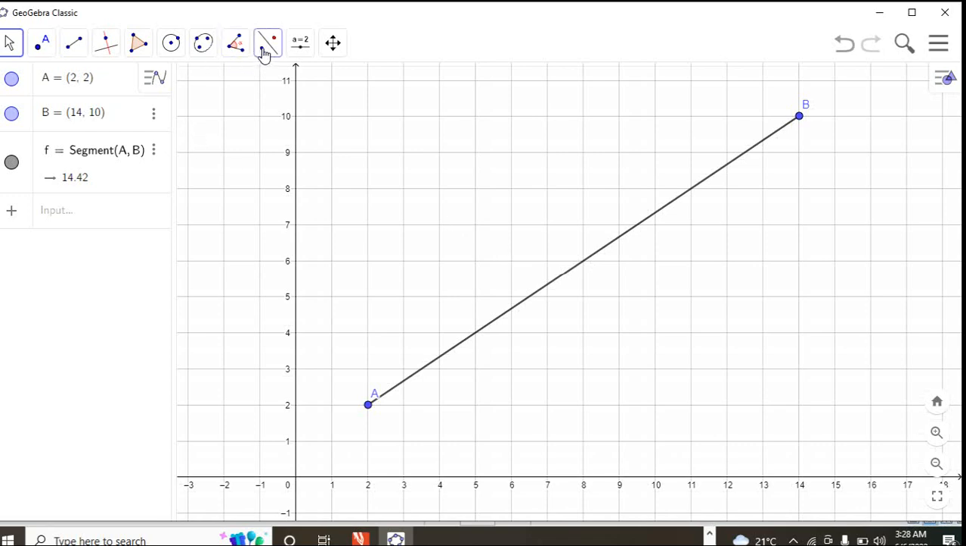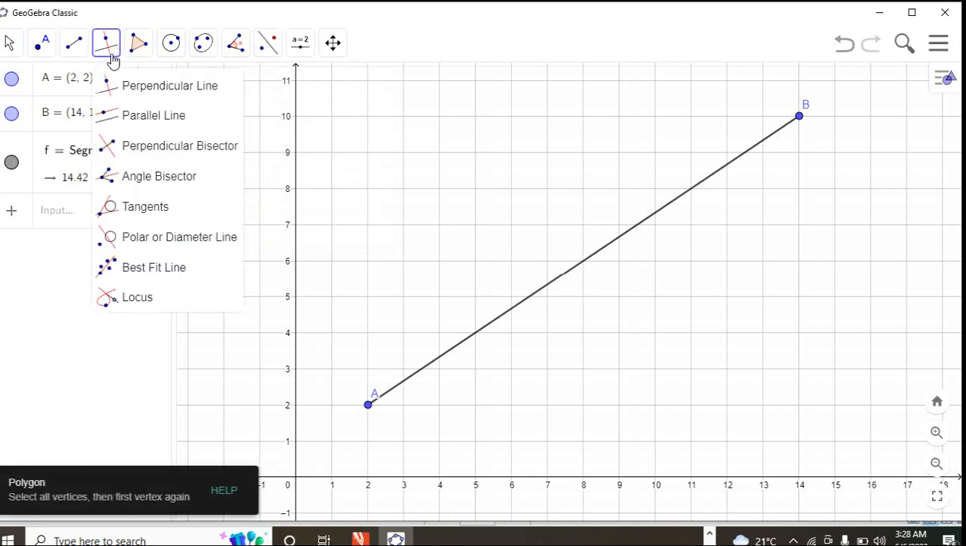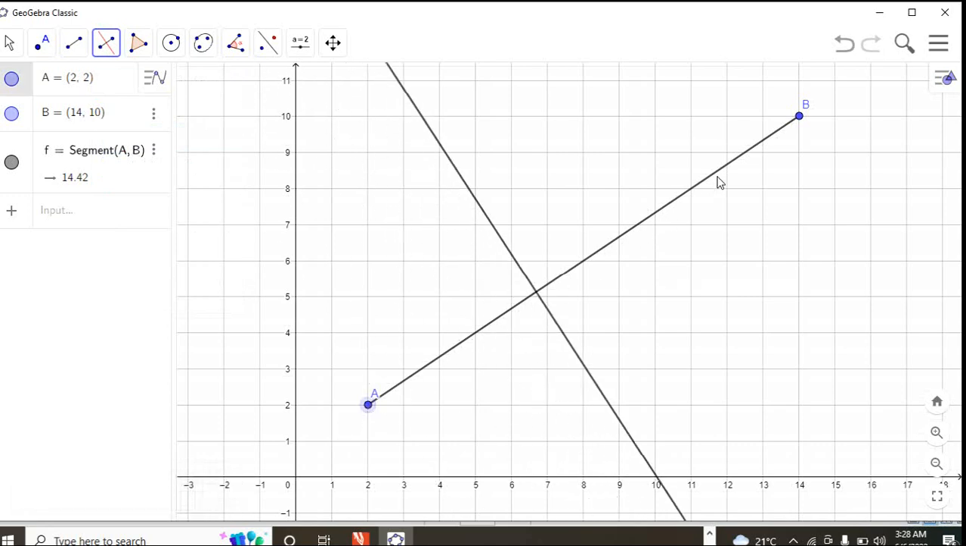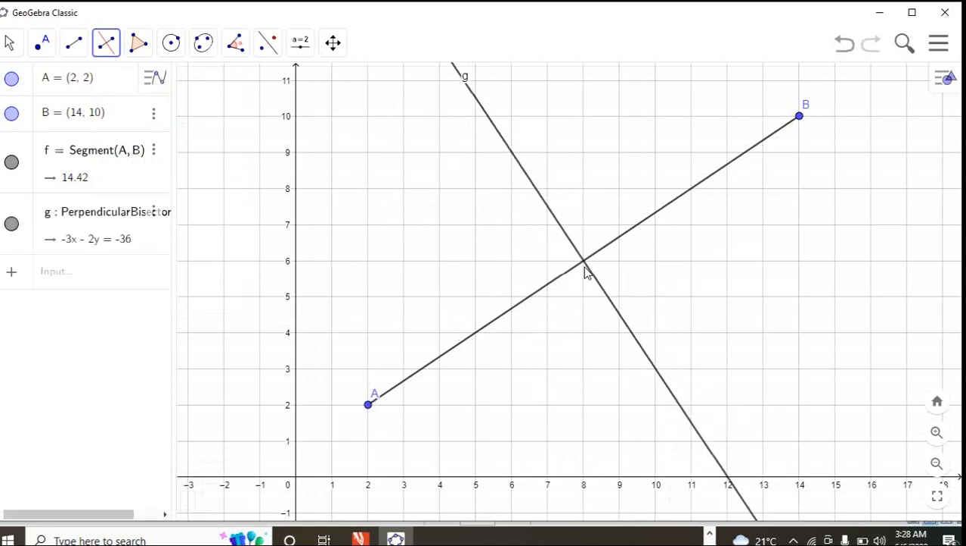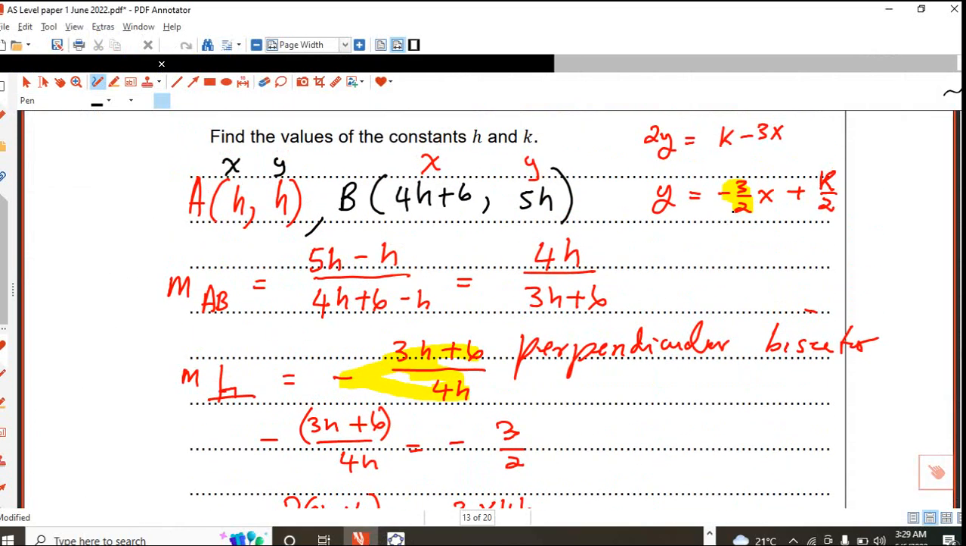So if I was to draw the perpendicular bisector of this line, you will realize that the point 8,6 is a midpoint, and also it is on that line. Now, it's important, we are looking for the equation of this line. We can find that by simply going back, because the question wants us to find the value of k. The value of k is important.